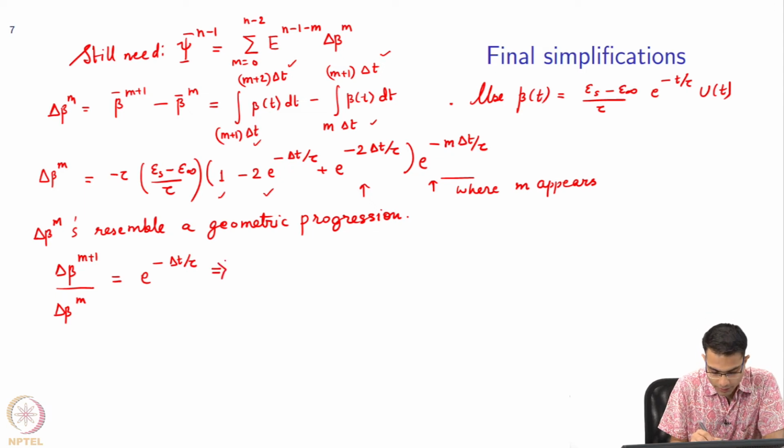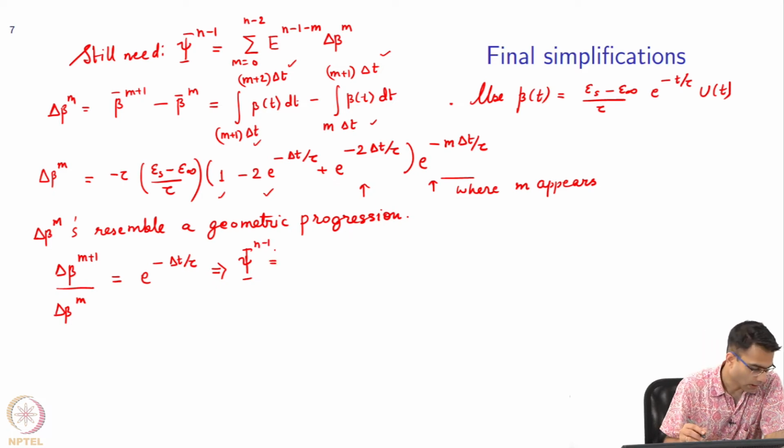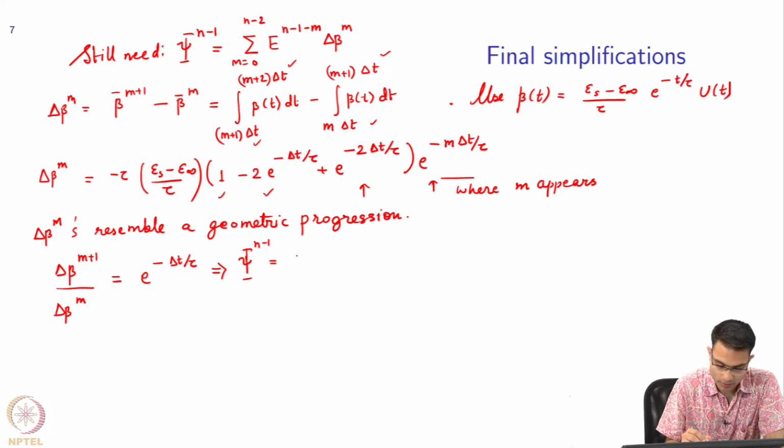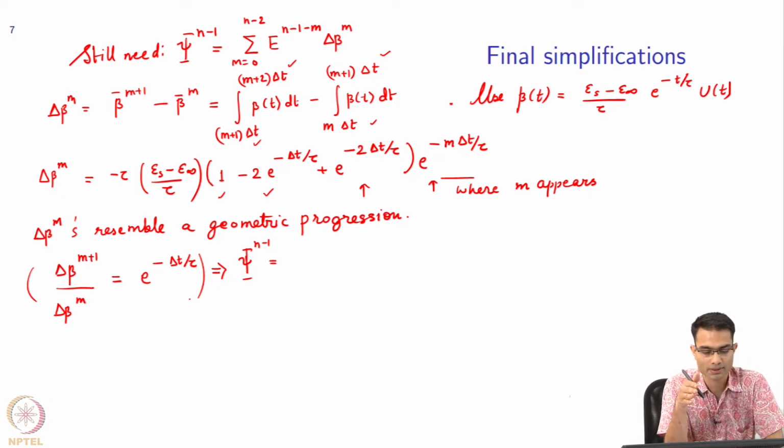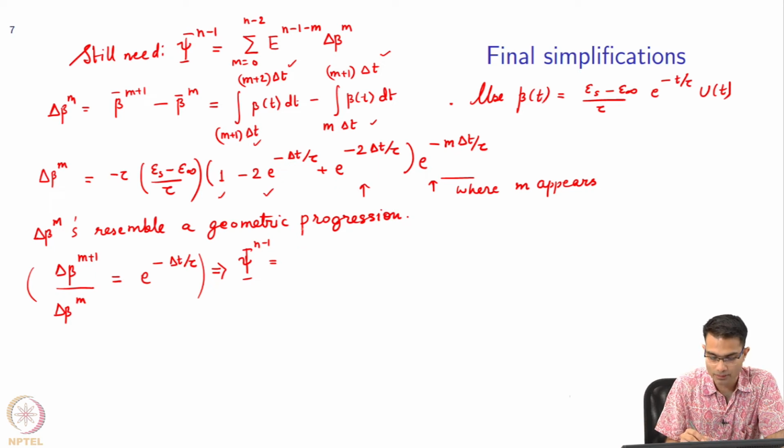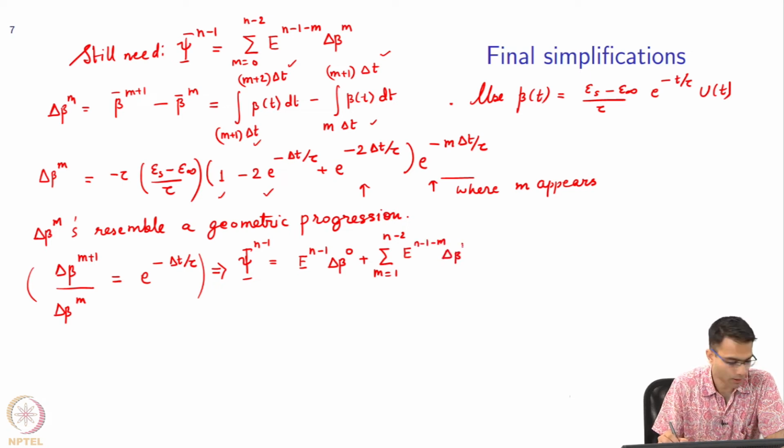So, now I can write down the expression for psi n minus 1. Let us split this summation, m equal to 0 to n minus 2. I want to utilize this observation that I have over here. A small trick: I am going to split this summation keeping the first term. The very first term, m equal to 0, will give me e n minus 1 delta beta 0. The next summation I will keep as is, m equal to 1 to n minus 2, with the same terms e n minus 1 minus m delta beta m.